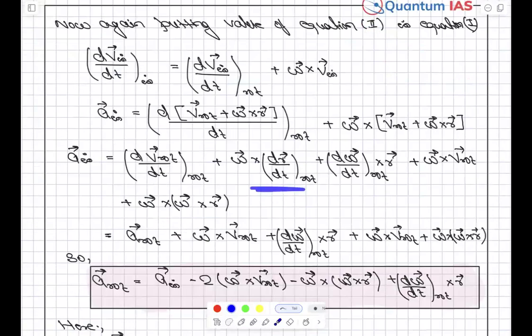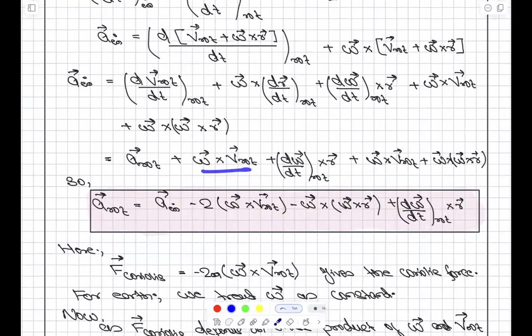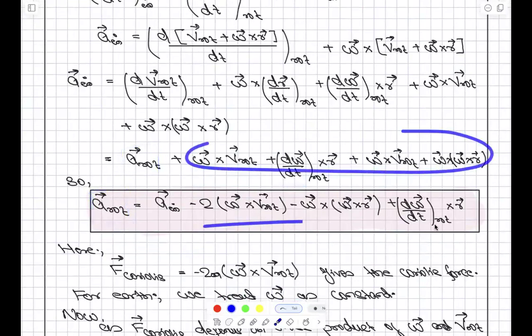Now, omega cross dr by dt plus d omega cross dt, omega cross dt, ये वैल्यू को हमने एक्सपेंड कर दिया है. ठीक है? When you put it here, you will come to this one: omega cross v rotational plus d omega by dt into r plus omega into v rotational plus omega cross omega. उसको हमने यहाँ लिख दिया. We have found out a rotational here. इन सबको उधर ले जाओगे, it will become minus.